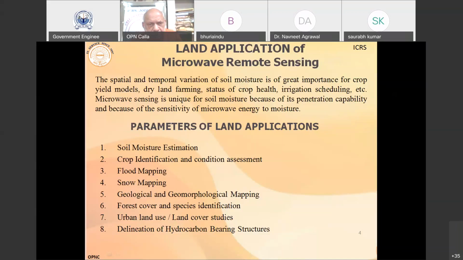Following are the parameters in land applications where we can use microwave remote sensing. And here I would like to mention again, as I talked yesterday, that various frequencies have various relationships with the various parameters. For soil moisture, I mentioned yesterday about 4 gigahertz being the frequency, and for biomass, about 10 gigahertz. Like this, we use different frequencies and are able to find out various parameters of the land applications.